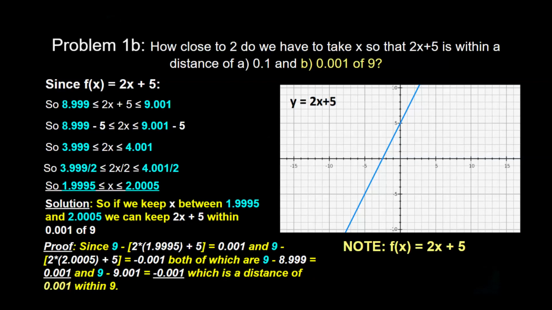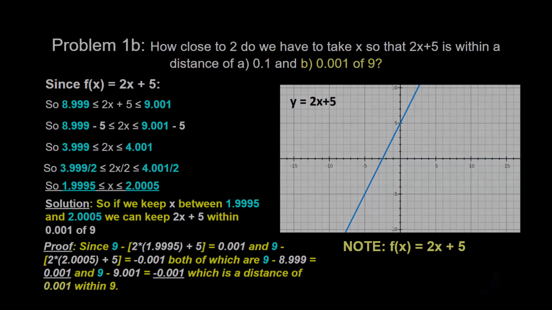Now this says within a distance. As you can see, it's better said it can be at that distance or less. So that's another way of thinking. Basically, it can be at a distance of 0.001 or less, as long as you keep x in that range of 1.995 and 2.005. That's it for this video.